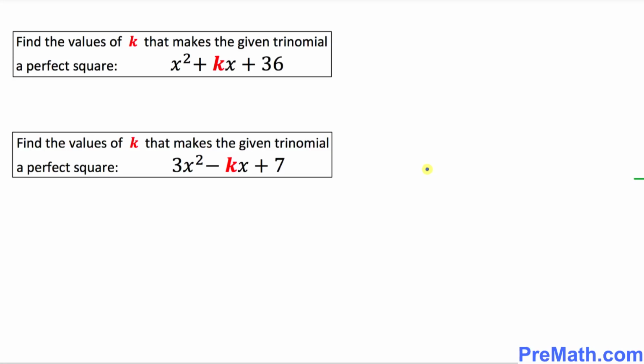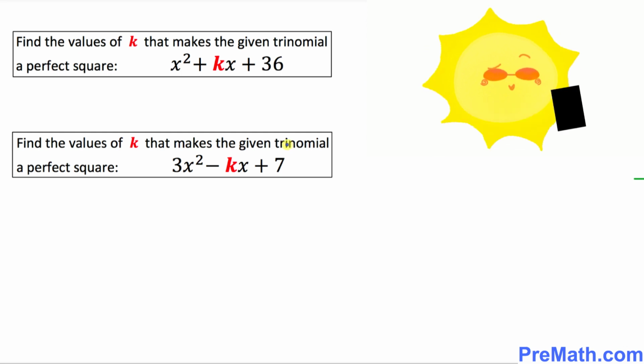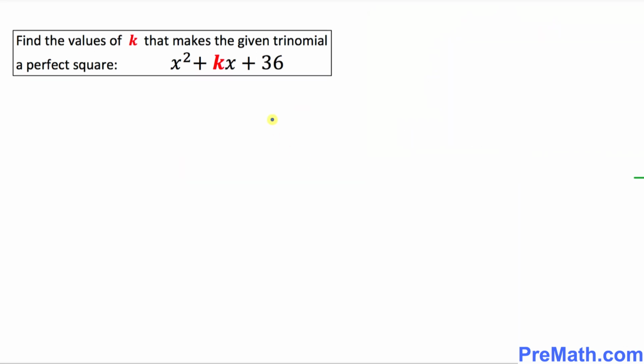Welcome to Premath. In this video tutorial, we are going to find the value of k that makes these given trinomials a perfect square. So we will be working on these two examples. To get a full understanding of this topic, please watch this video till the very end for additional practice problems. So let's get started with our very first example.